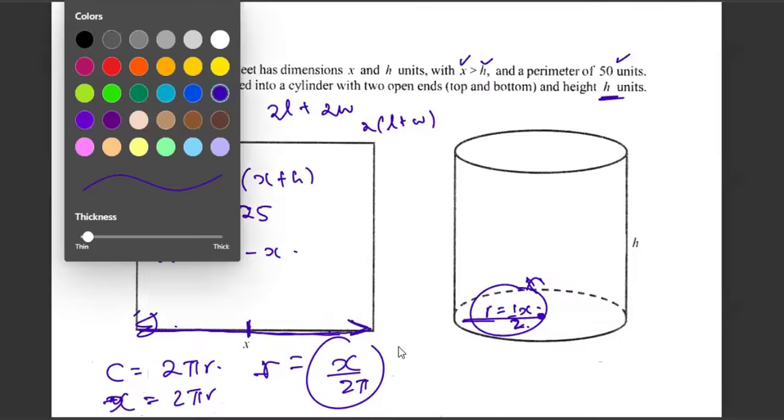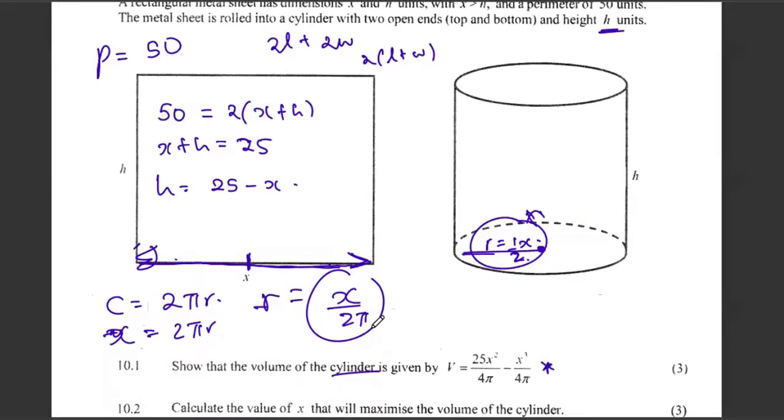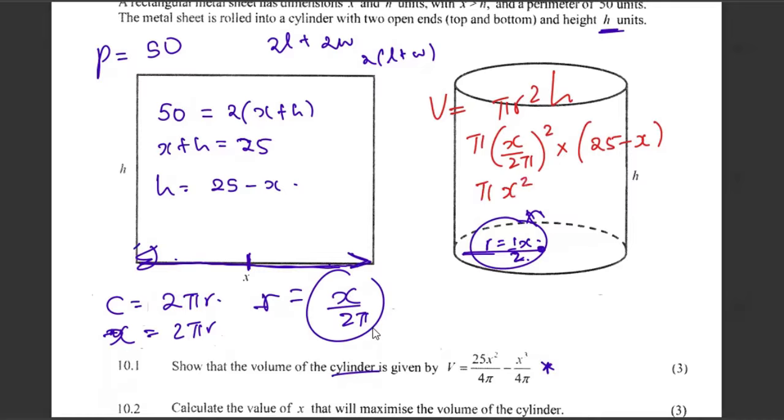Let's see how we're going to do the substitution now. Volume is pi radius squared multiplied by the height. So it's pi, the radius is x over 2 pi, squared, multiplied by the height, which is 25 minus x. So it's pi x squared over 4 pi squared into 25 minus x. So pi and pi squared, one pi is going to cancel out.